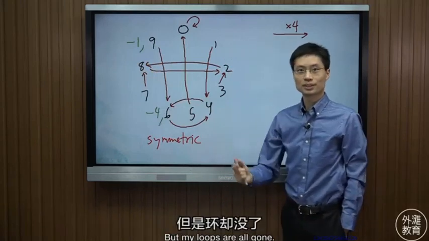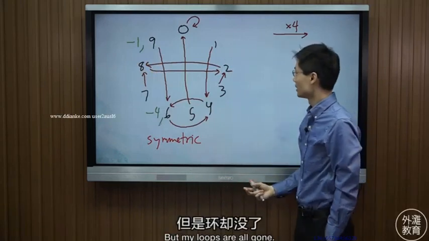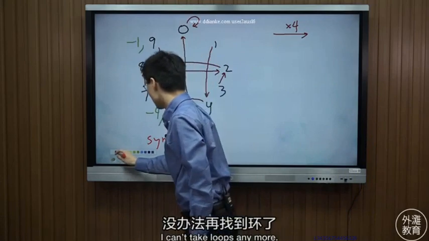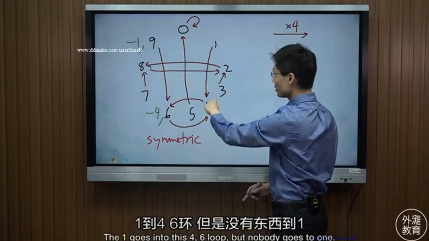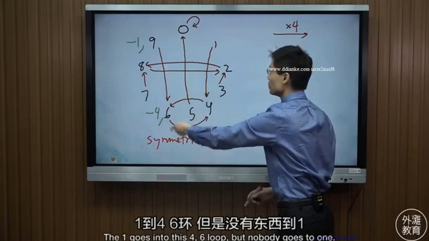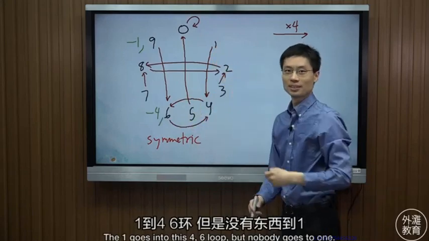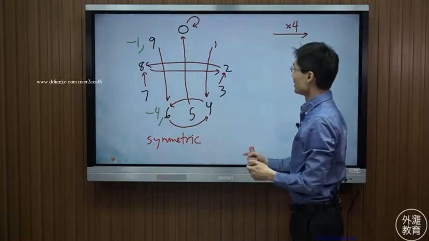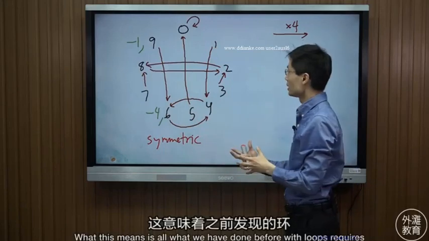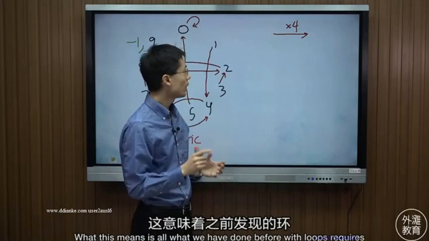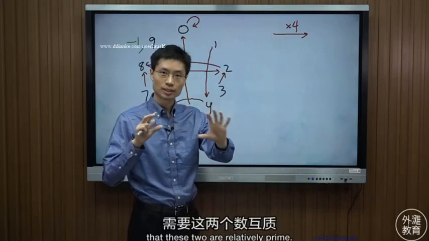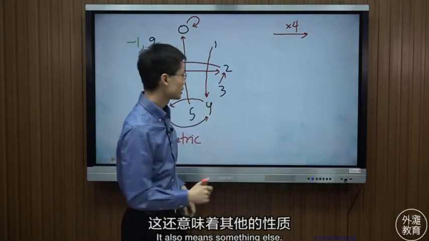But my loops are all gone. I cannot take loops anymore, because if I see what's happening, the 1 goes into this 4, 6 loop, but nobody goes into 1. What a shame. What this means is that all of what we have done before with loops requires that these two are relatively prime. It also means something else.